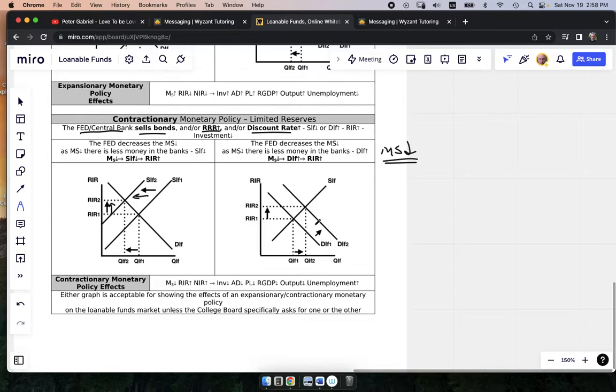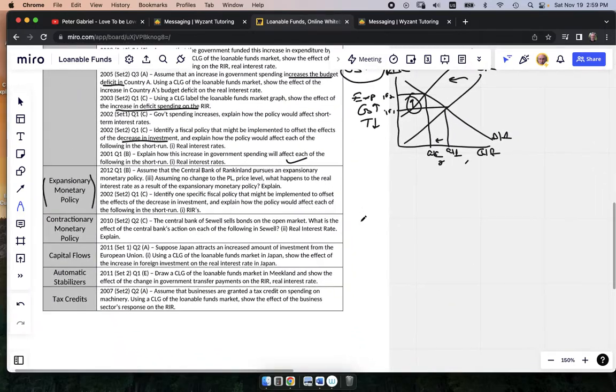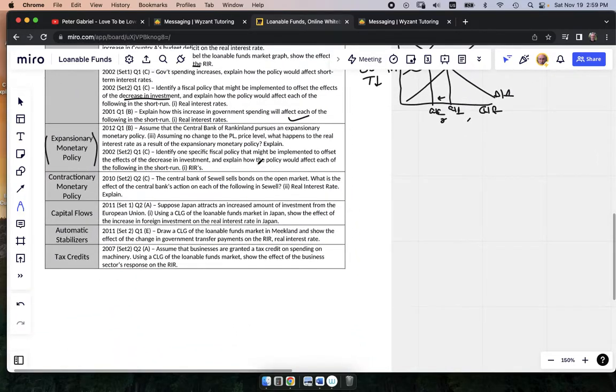We also recognize that if there's less money in the system, there's going to be a higher demand for that money, which is going to end up driving up the real interest rate. So both of these, again, are acceptable for monetary policy. I would choose one and then just make sure you can do the other one if asked. All right, let's again go back to the FRQs, make sure we understand what's going on here.